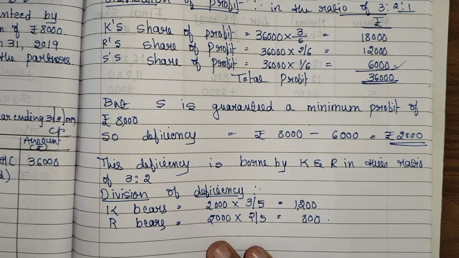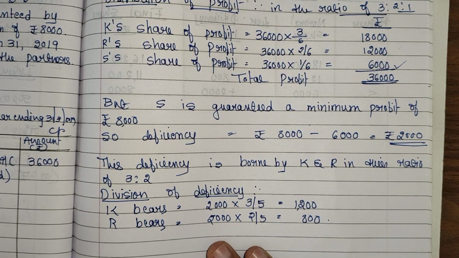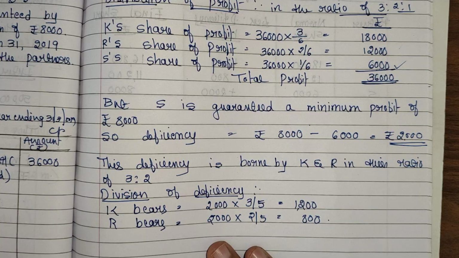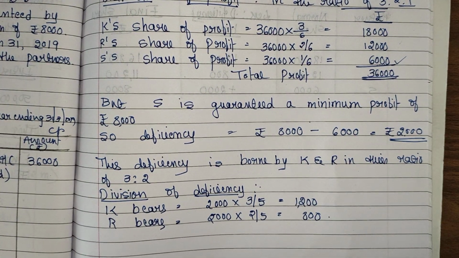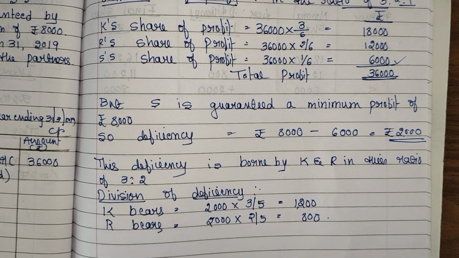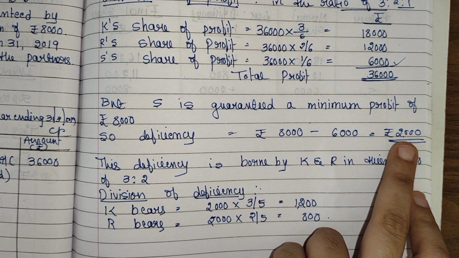As per the profit sharing ratio, S will get only rupees 6,000. But K and R have promised S a minimum profit of rupees 8,000 for 2 years. So what is the deficiency here? The deficiency is rupees 2,000. The minimum profit is 8,000, but the actual share of profit for S is 6,000.